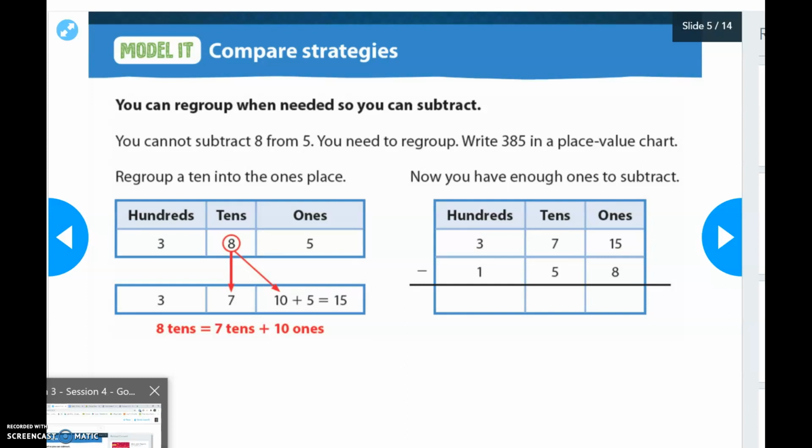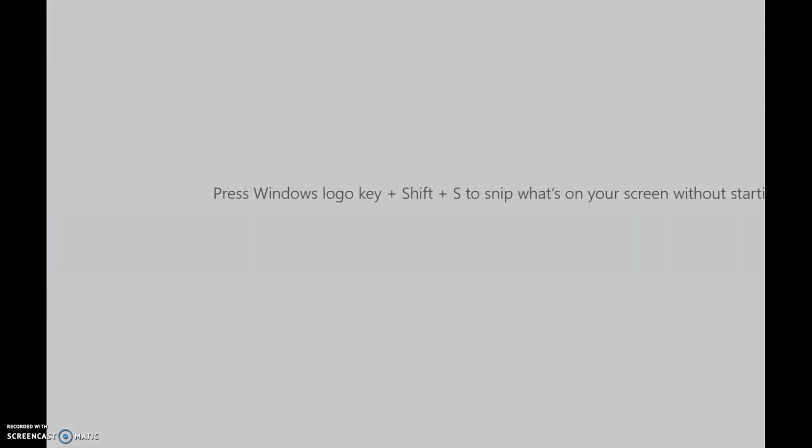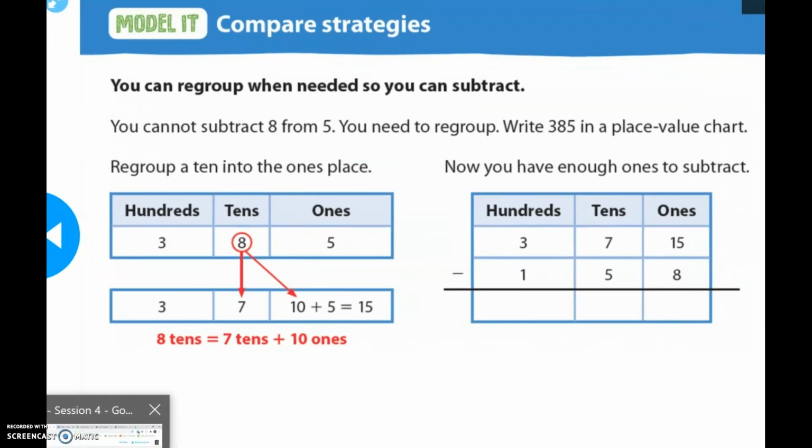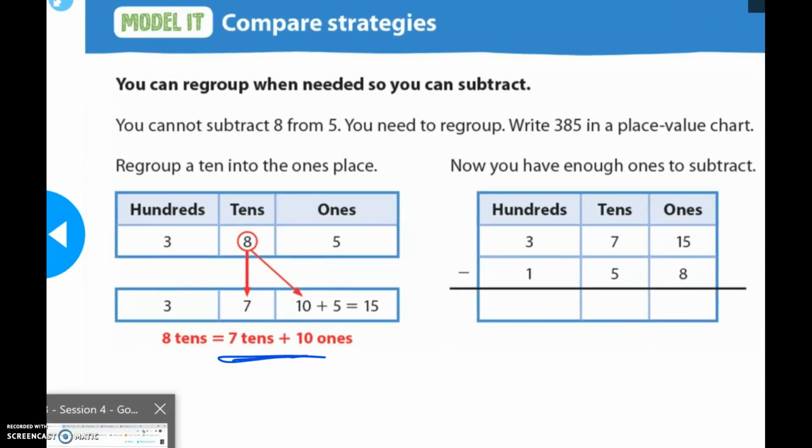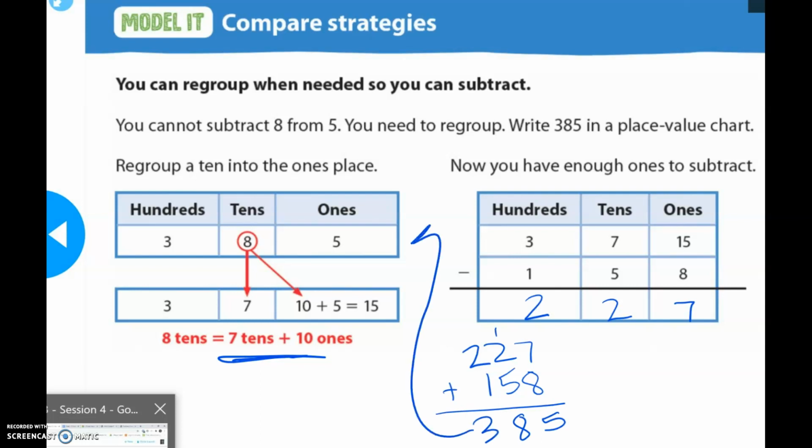Then over here, it's already done for you. It shows you right here that they looked and they said they had to regroup here. So then 300, 7 10s, and 15 1s means there's 7 1s left, 2 10s left, and 2 100s left. And like we did on the previous page, we would just add, make sure to regroup to check our answer. And we got 385, which is what we started with. So we're good to go on.